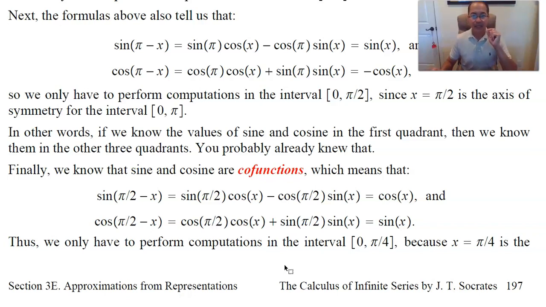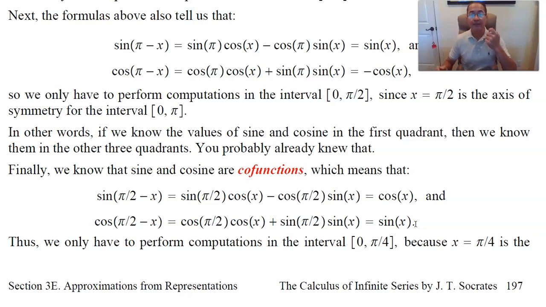Finally, if you want to make it even smaller, we only have to rely on 0 to pi over 4, okay? That's because of the cofunction identities. Sine of pi over 2 minus x is the same as cosine of x. Cosine of pi over 2 minus x is the same as sine of x. So really, if you know the value of sine and cosine between 0 and 45 degrees, you know the value everywhere. Okay? So that's great, because pi over 4 is not a very big number.